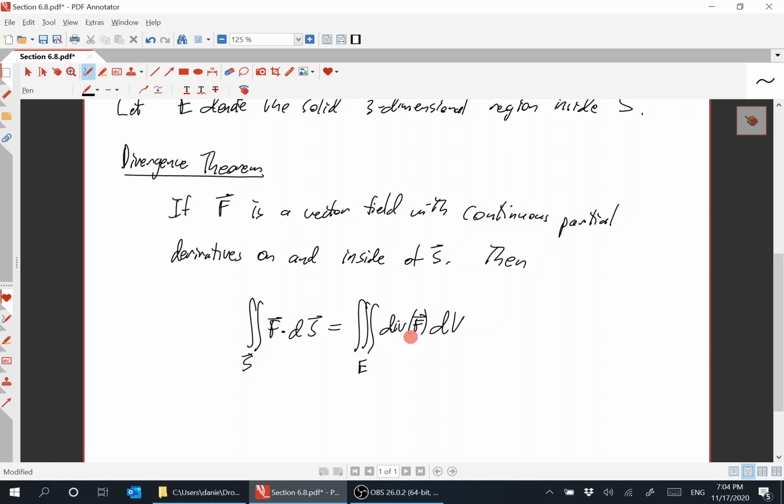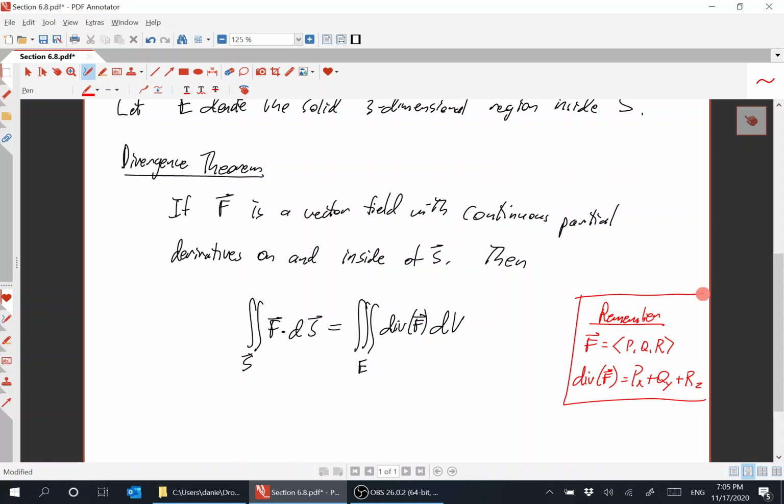The triple integral of what function? The scalar function that is the divergence of F. And remember, what was the divergence of F? So given F equal to P, Q, R, the divergence of F is P_x plus Q_y plus R_z.